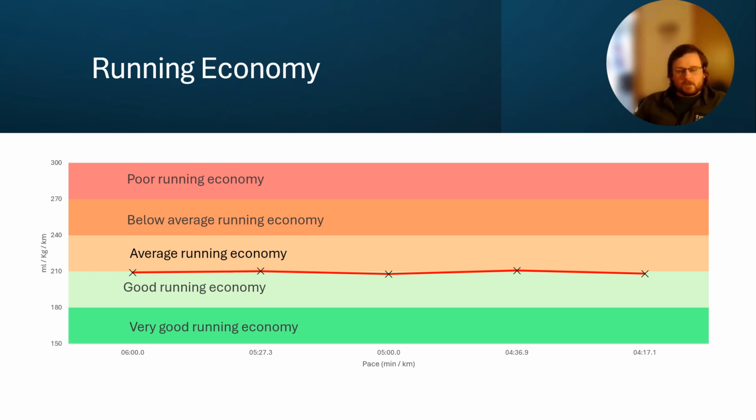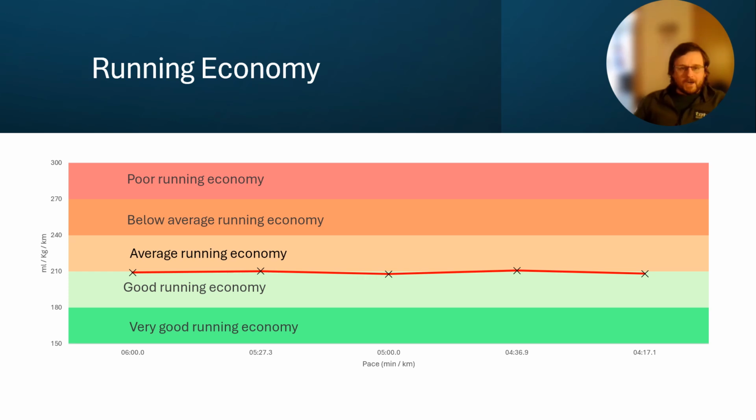What you tend to see with most runners is that running economy doesn't really change as speed changes, certainly if it's between two thresholds. What you see here, at 6 minutes per k it's 210, and even at 4:17 it's still 210. So it doesn't really drift that much, because as you're running faster you need more oxygen, but you're covering the kilometer in less time, which means the total oxygen needed to cover that kilometer will be fairly similar.